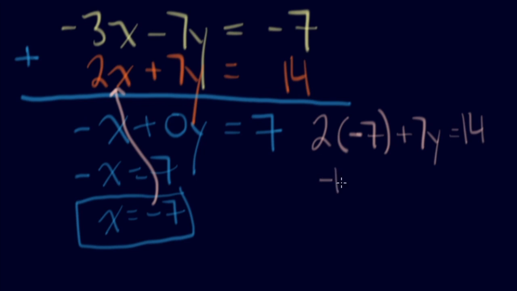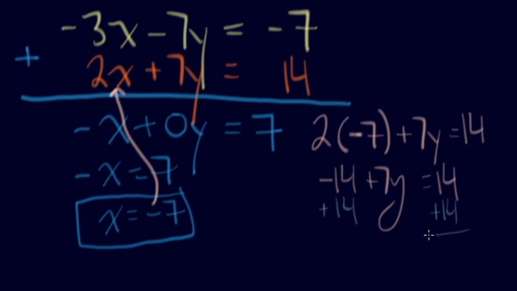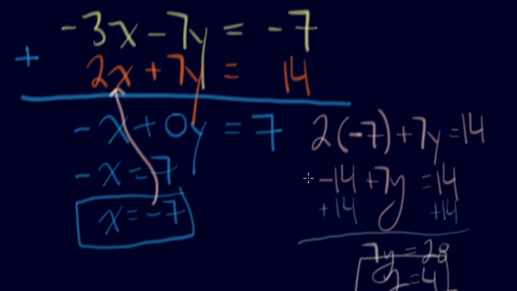So you get negative 14 plus 7y is 14. I'm going to add 14 to both sides. So that would leave me with 7y is equal to 28. So y is 4. So my final answer, the place where the two lines cross, is negative 7, comma 4. And that's the solution. So that's the first version of elimination, when it's nice and easy.